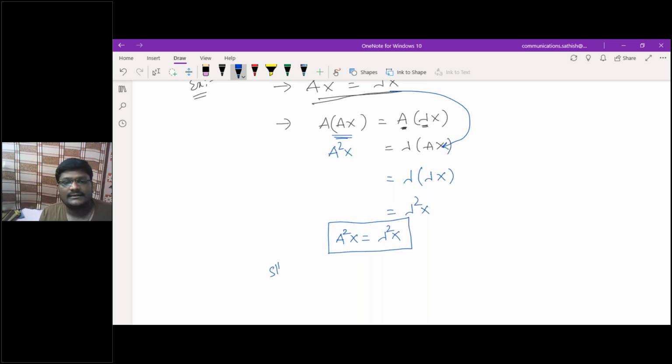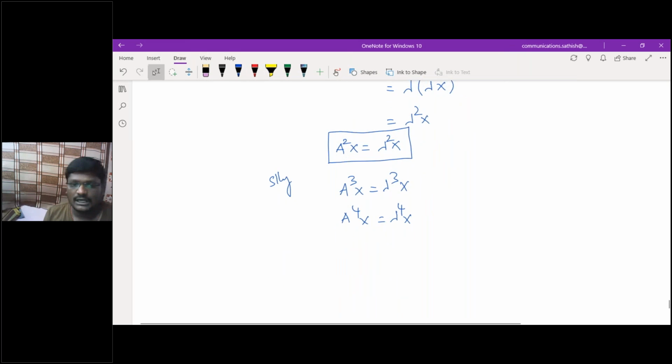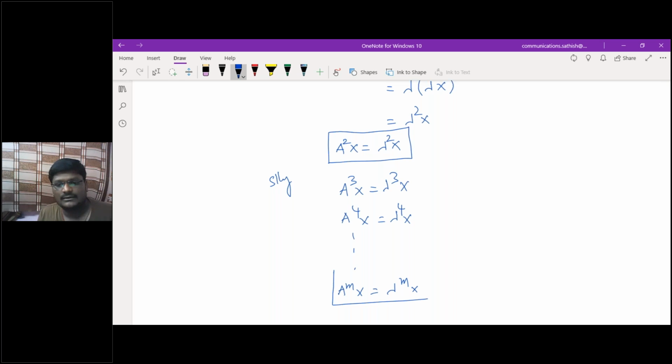Then similarly, A power 3 x is equivalent to lambda power 3 x, I can represent. Then similarly, A power 4 x is equivalent to lambda power 4 into x. And so on, and so on. A power m x is equivalent to lambda power m into x. Shall I write it? Yes, sir.